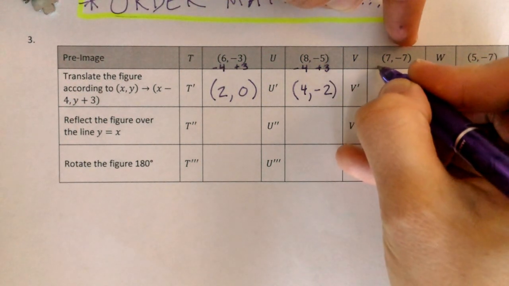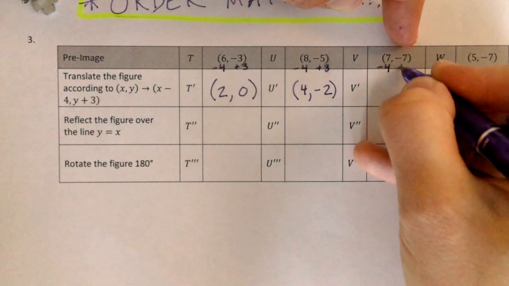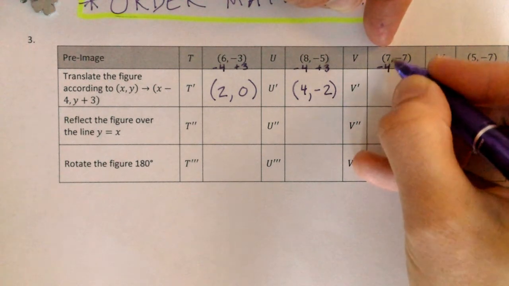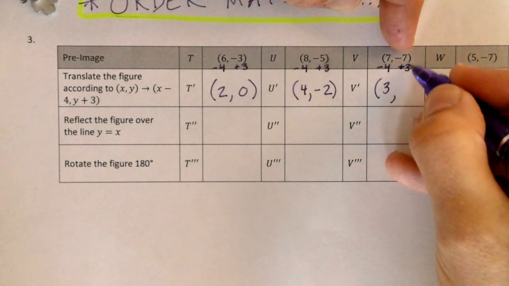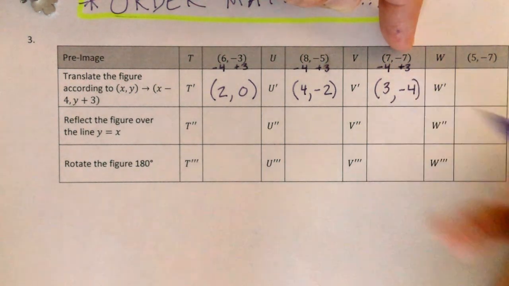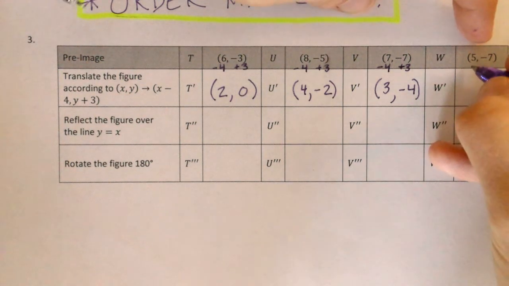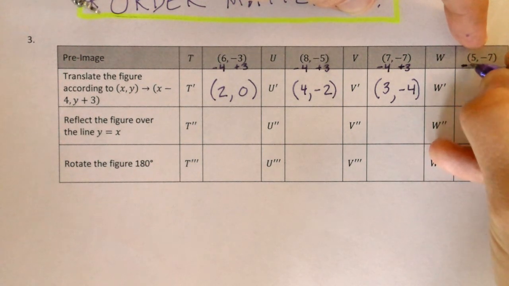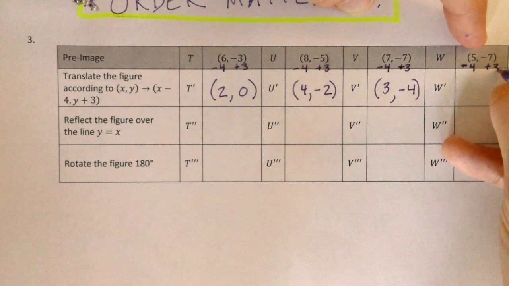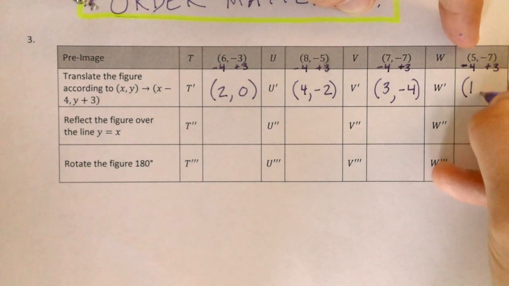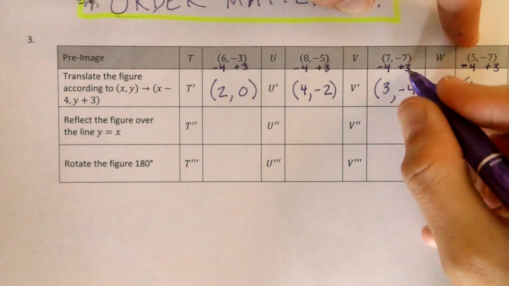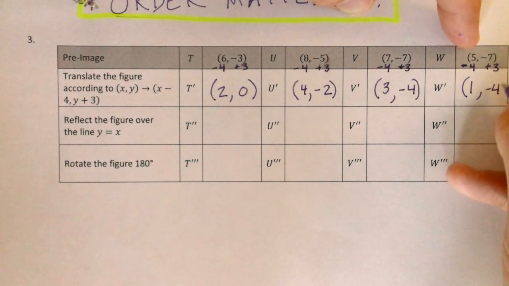V to V prime, subtract 4 from the x, add 3 to the y. 7 minus 4 is going to give us 3. Negative 7, we're only adding 3 to it. We're going to wind up at negative 4. W to W prime, we're going to subtract the 4 from the x, add 3 to the y. 5 minus 4, we should all know is 1. Negative 7 plus 3 we just had here came out to a negative 4.